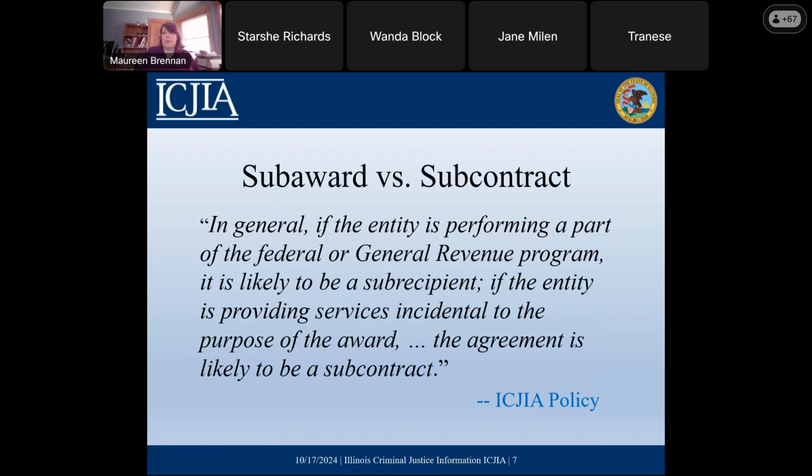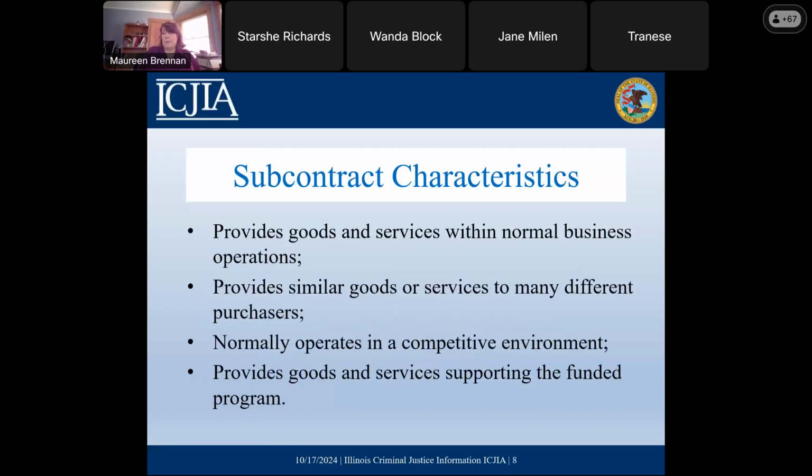Now, this is the lawyer language from our policy. Basically, it's saying that if a partner agency, another entity that's going to be receiving funds from you through this grant, is doing a part of the program, they're likely to be a subrecipient. That's a subaward. But if the agency receiving the funds through you for this program is just providing services that are not part of the program, then that's likely to be a subcontract. Let's talk about the difference in some detail.